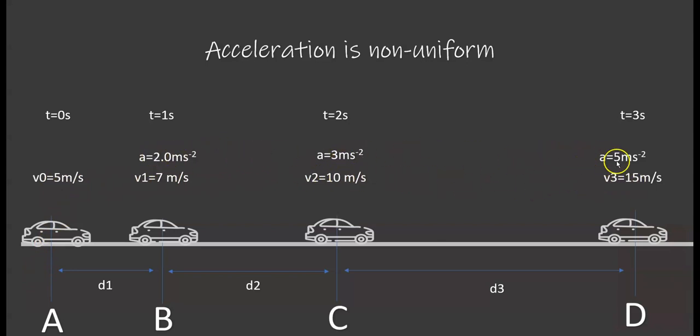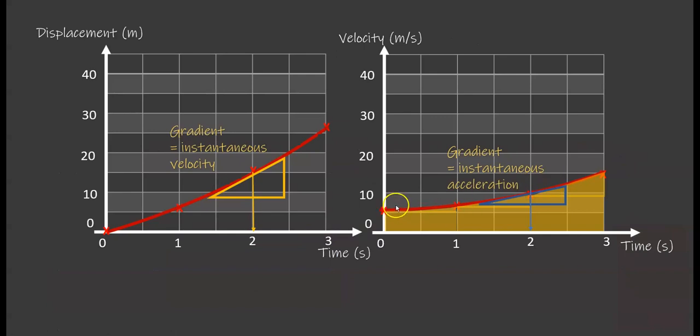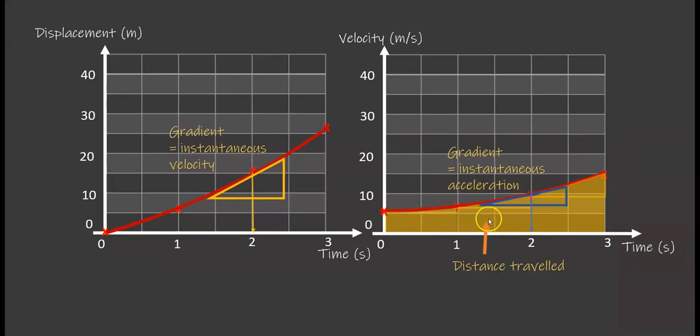On the other hand, if the car is increasing its velocity but at an increasing rate as shown here, then you will get a concave curve for the velocity time graph. Whatever is the case, the area under the velocity time graph will always give us the distance traveled. The gradient of the tangent to the velocity time graph at any point will give us the acceleration at that point in time. The gradient of the displacement time graph will give us the instantaneous velocity of the object at that point in time.